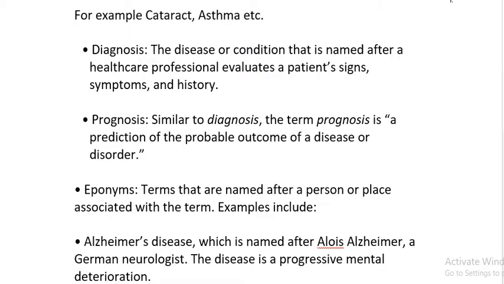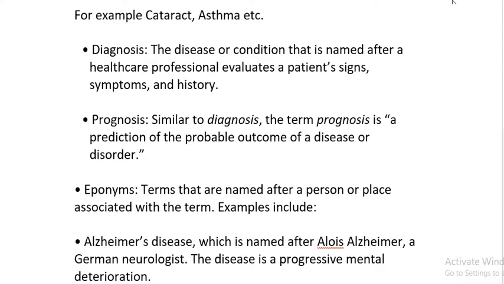For example, if you take cataract or asthma, here there is no suffix, there is no word root, there is no prefix. So you need to remember all these words. These are non-decodable. Along with this, we need to know a few more definitions in medical coding. We can learn as follows now.